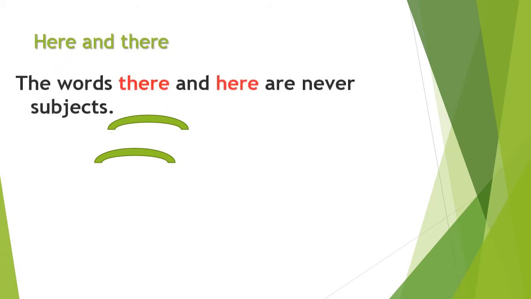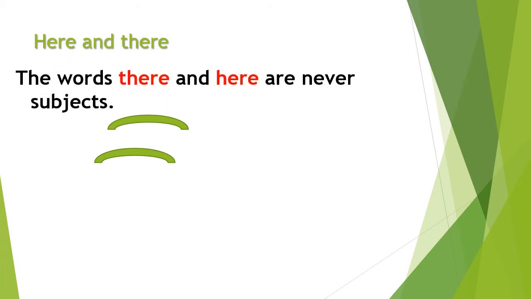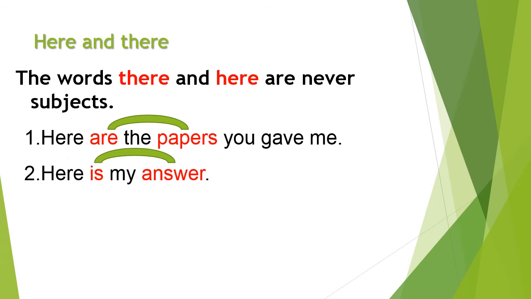All right. Now, here and there. The words there and here are never subjects. So you have to look at the subject in the sentence, which comes directly after the verb. So here is what you have to do to fill in the blanks or circle the correct answer in a quiz or an exam. You look at what comes after. What am I talking about? In the first sentence, I'm talking about the papers. So I say the papers are. In the second one, here is my answer. I'm talking about the answer. So I say my answer is.